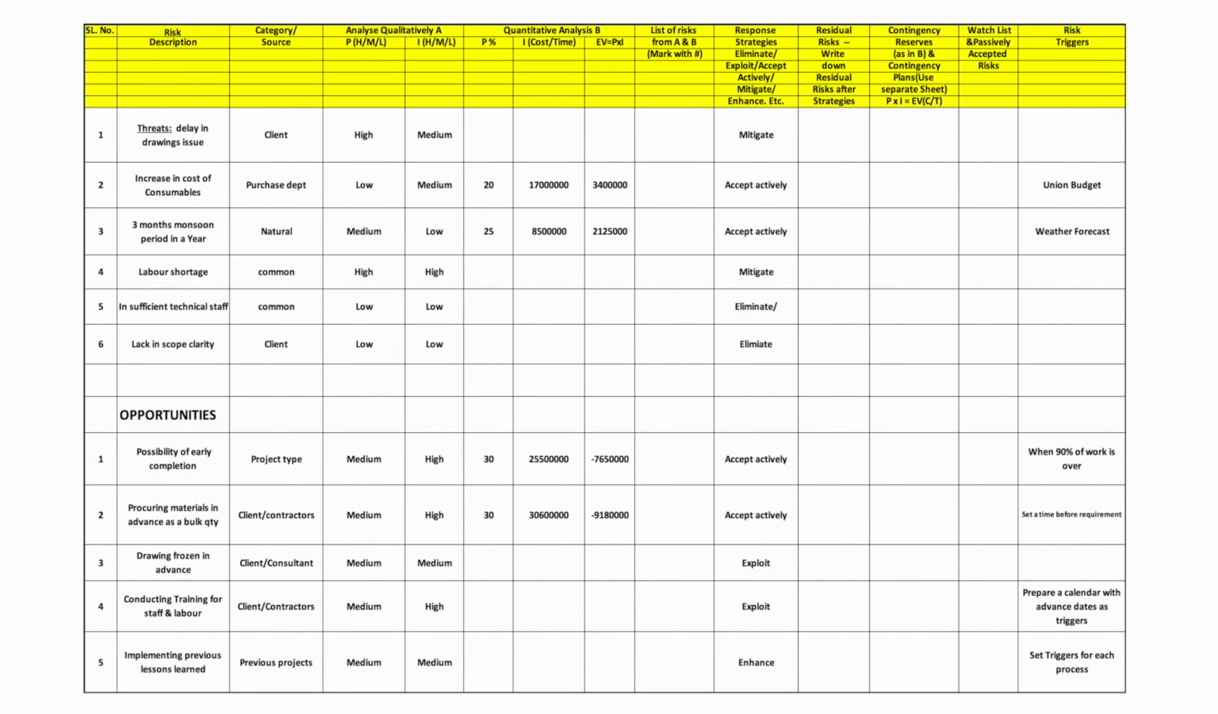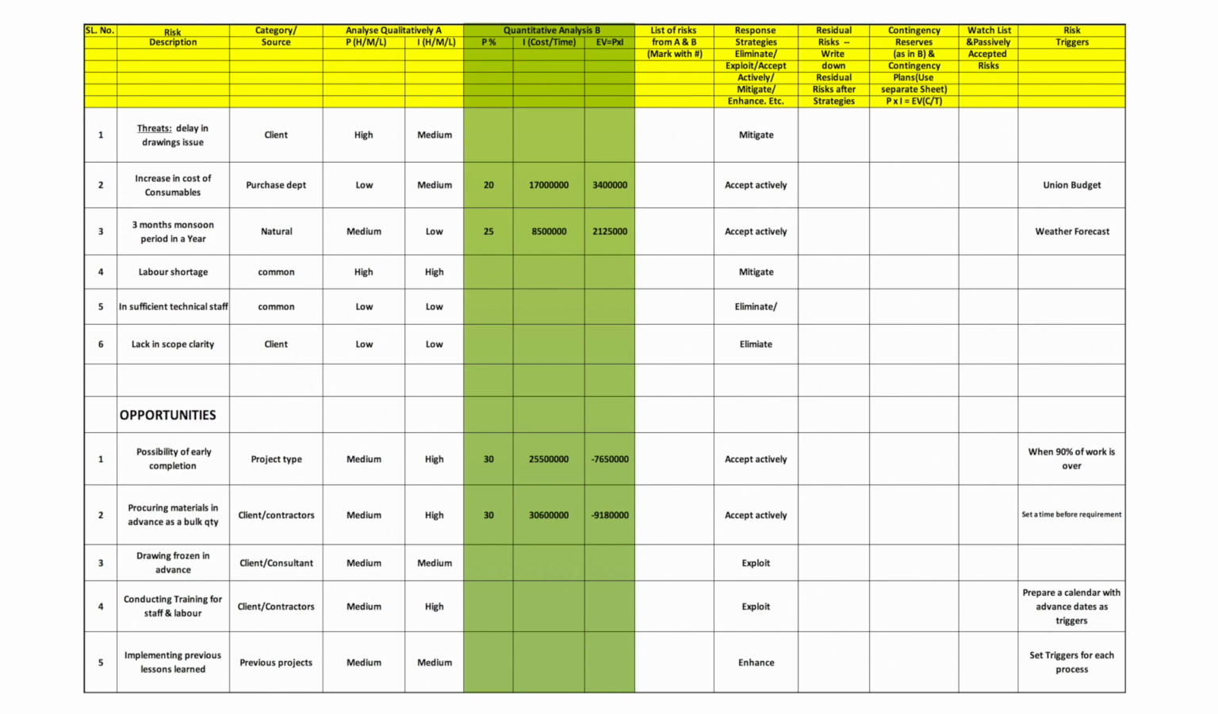So with this, we next go to quantitative analysis, which is only for those high value risks which come through the qualitative analysis. And here it's all about numbers. We have probability in terms of percentage, impact in terms of money or time, and probability times impact equals the expected value, whether it's money or time.